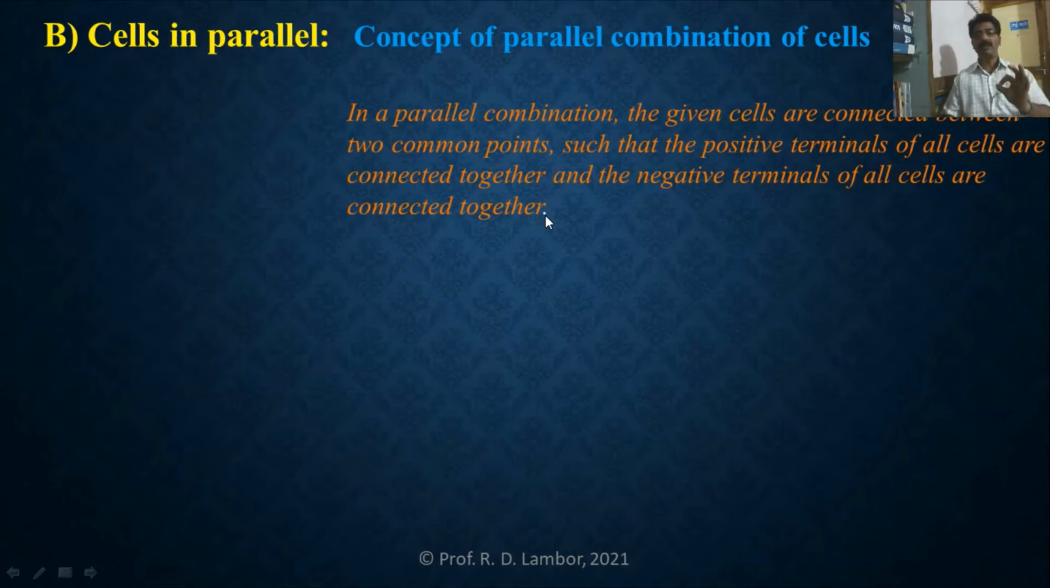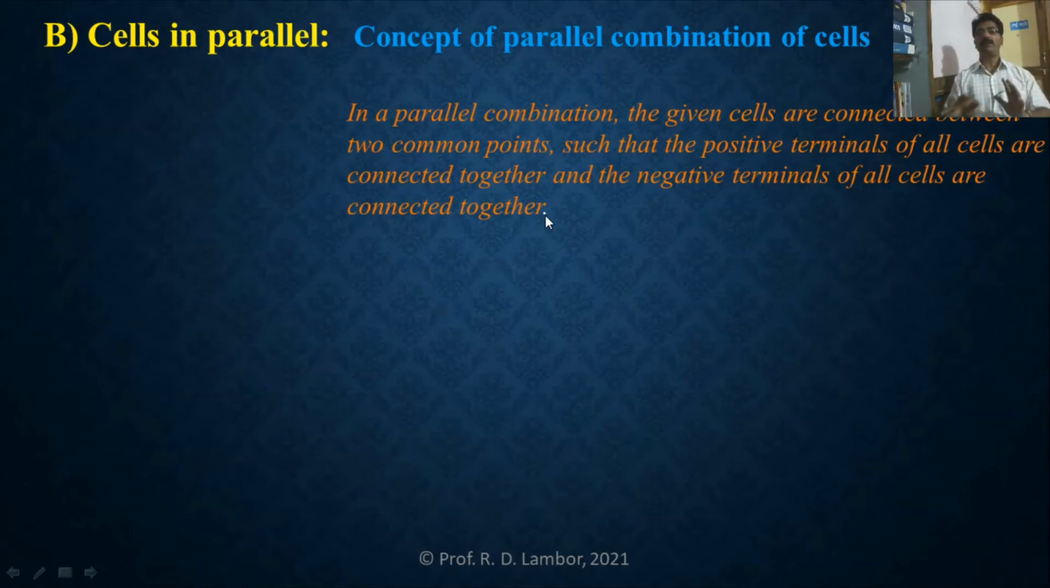In this case, each cell in parallel combination is connected along a different electrical path, not along a single electrical path. If there are 5 cells in parallel combination, the cells will be connected between the two common points, but a common path is not allowed. There will be 5 different paths, one path for each cell.